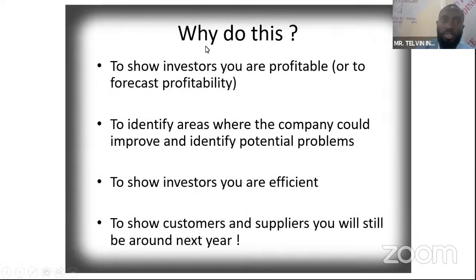Why do you need to do cash flow forecast? Because it will show your investors you are profitable. It will identify areas where the company could improve and identify potential problems. It will show your investors you are efficient. And also to show customers and suppliers you will still be around next year. Remember, we say a viable business is the one that is viable in the long term. So for every viable business that you do, you need to show that you will still be around next year.